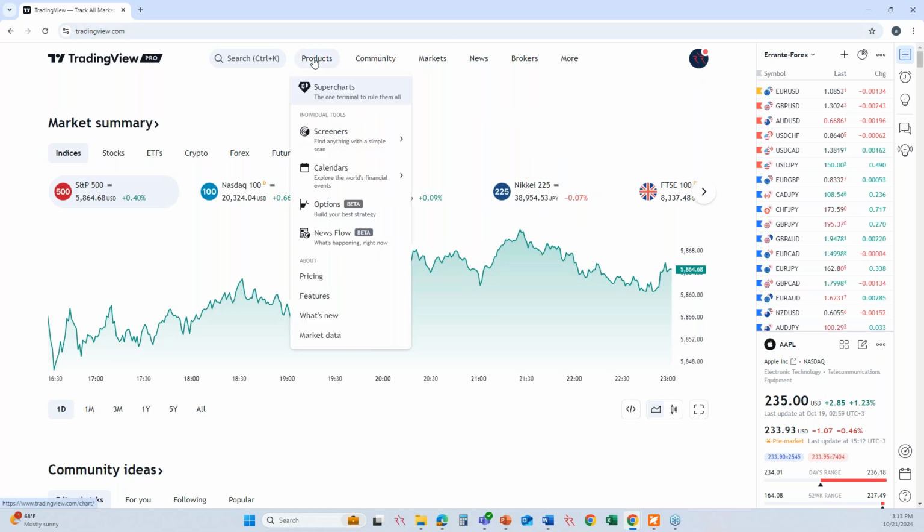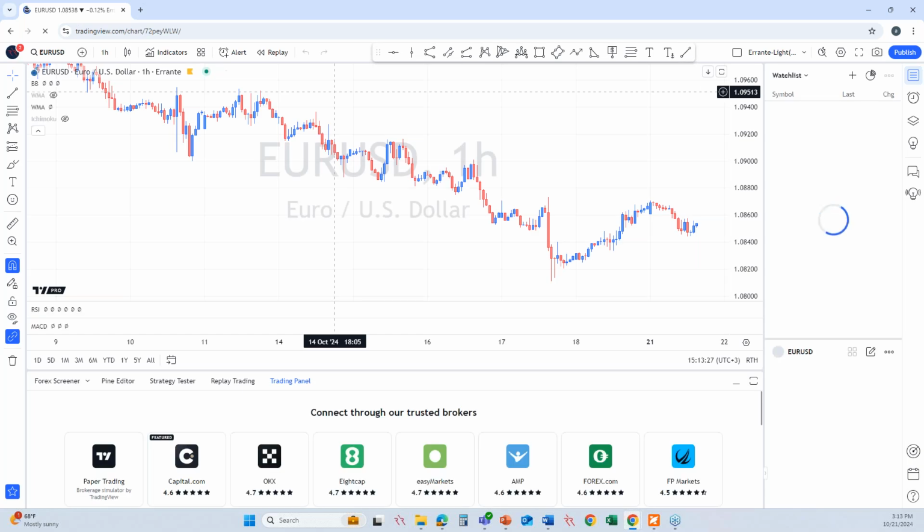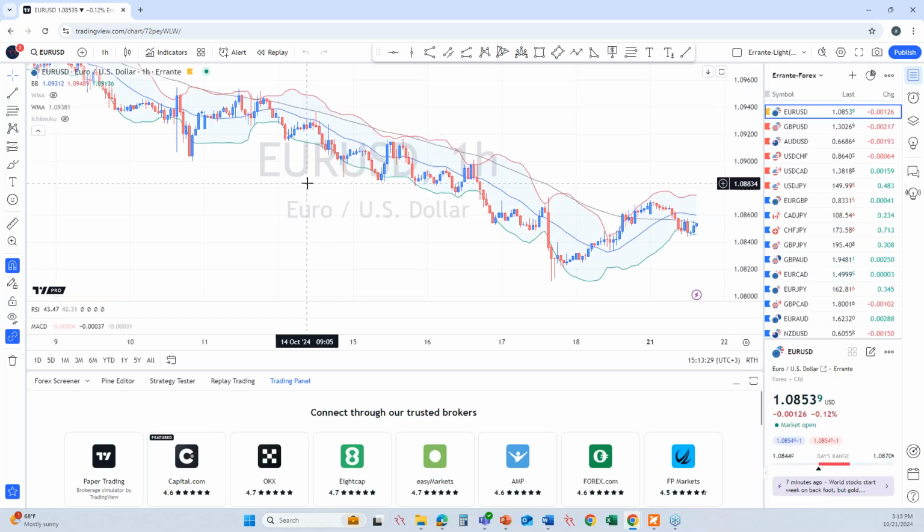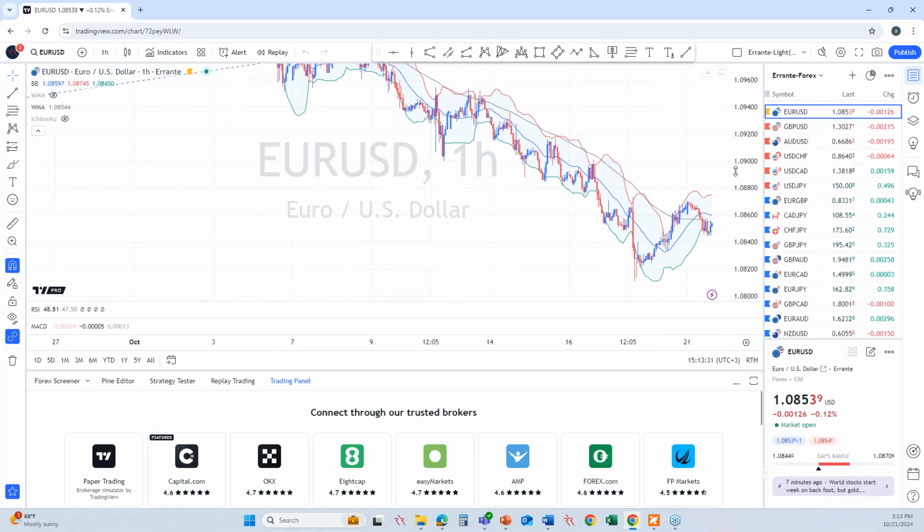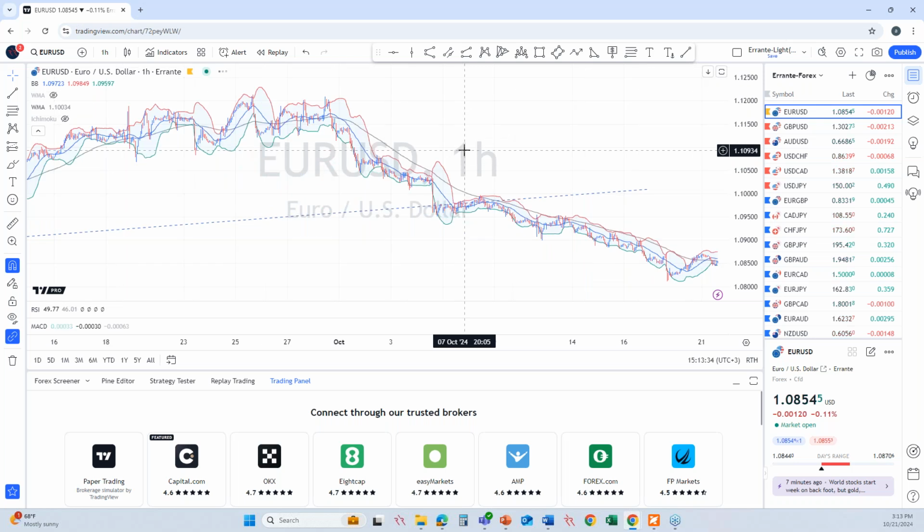And then you see TradingView is not just a trading platform, it's the ecosystem of all information you might need for trading. It consists of super charts, screeners, calendars. One of the most common ways to get into trading straightforwardly is using super charts, which redirects you toward the charting platform.